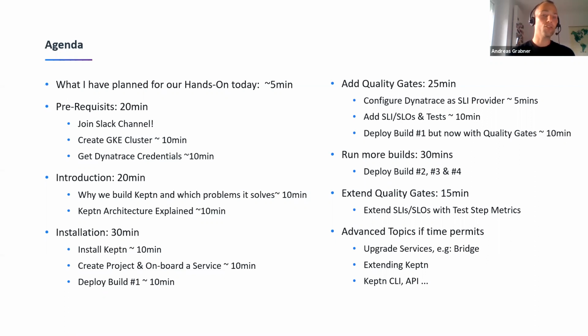Then I will give you an introduction of what problems we actually want to solve with Keptn. Then we walk through the installation, where we are onboarding a very simple microservice that I wrote. Then we're adding quality gates, which is a very key component of Keptn. The application that I have prepared for you actually comes with 4 different builds. So we're running more builds through that Keptn delivery pipeline. Then we are going to extend the quality gates with additional SLIs and SLOs, and then we'll see, if time permits, we have some advanced topics for you. So that's the idea.